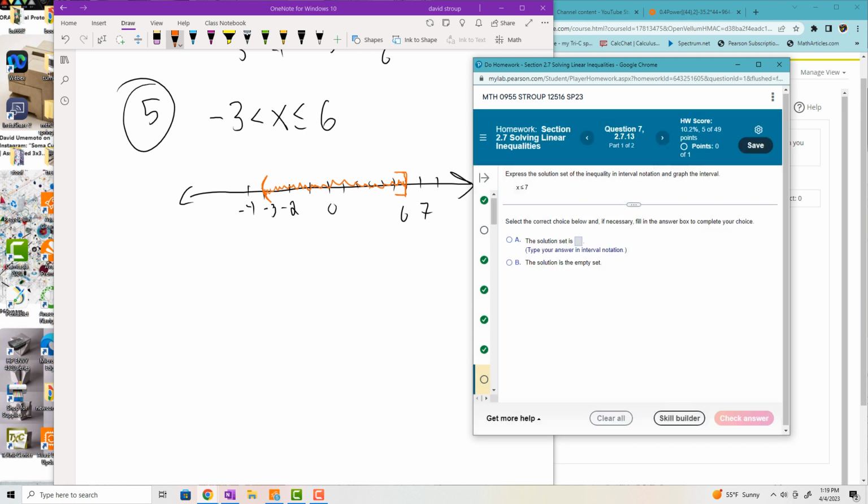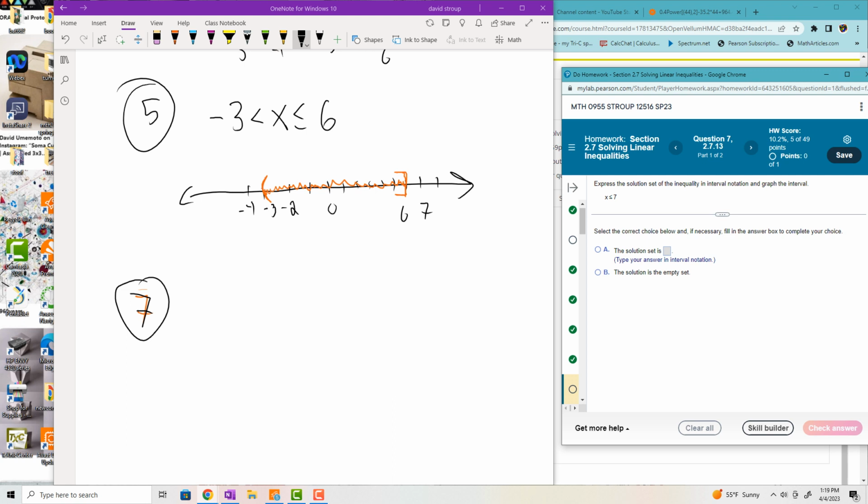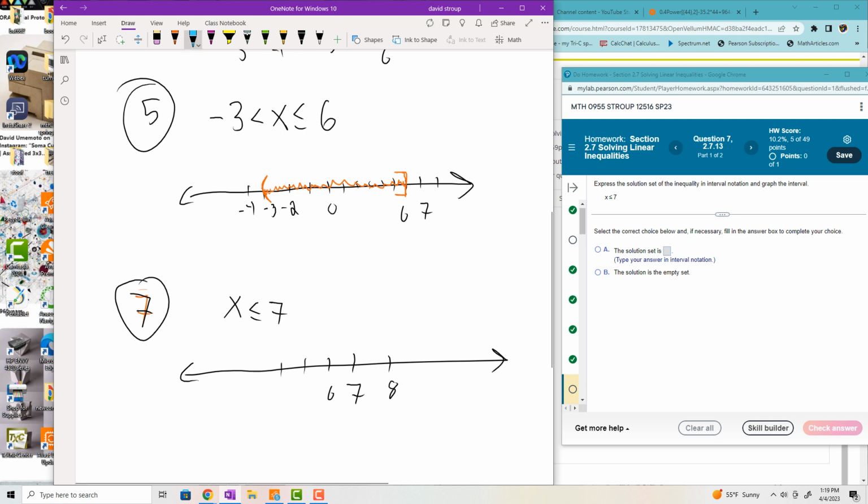Now what do they want us to do? Okay, turn the inequality into interval notation. It's number 7. The way I do this is just to graph it, and then the interval notation is on the number line. You can kind of see it there. So we have x less than or equal to 7. On the number line, here is 7. You put some extra points in there if you want. It's anything less than or equal to, so to the left of 7.